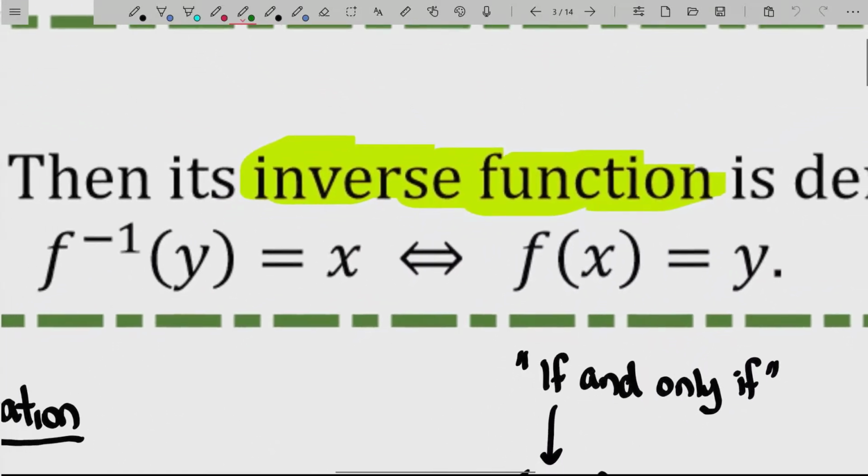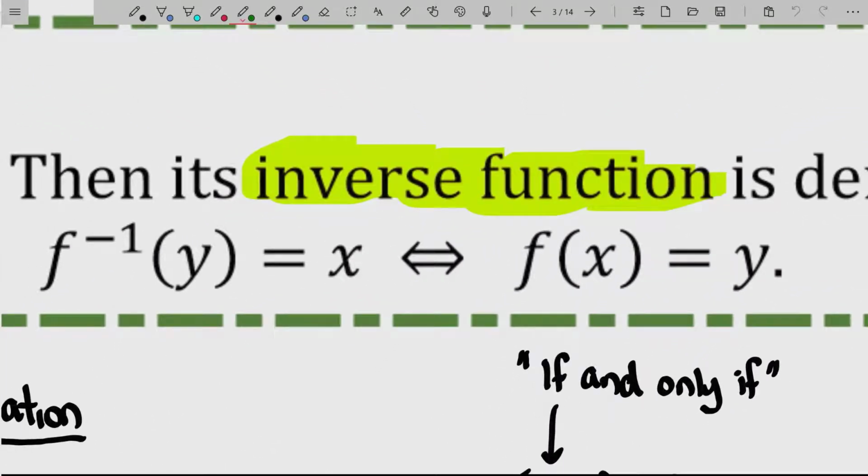Because if you take a look at this, the function f takes as its input some value of x, it returns as its output some value of y. The inverse function will take that output y and turn it back into x. Oops, that was supposed to be blue, so let me do that properly.